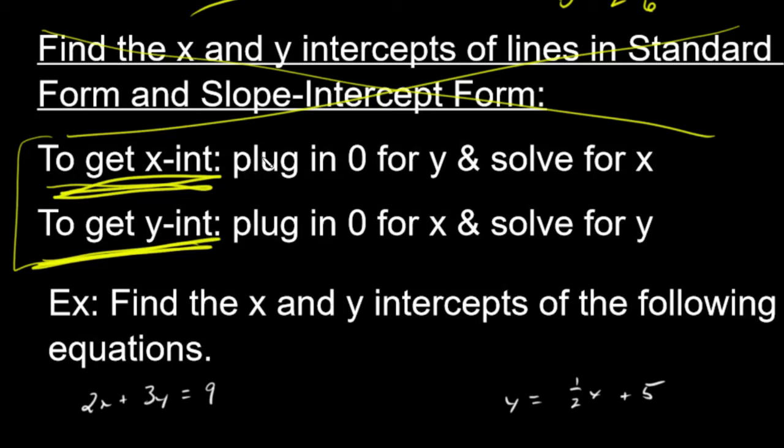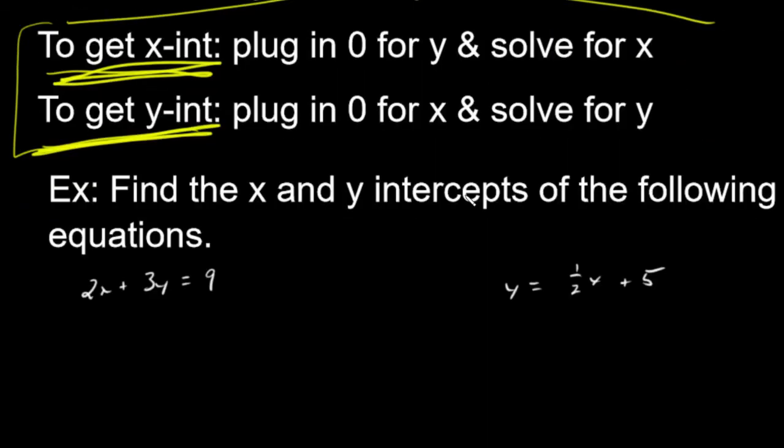So all you need to do to find the x-intercept in a linear equation is plug in 0 for y and solve for x. So to get the x-intercept, you plug in 0 for y. To get the y-intercept, you plug in 0 for x. Okay, so let's do that. So here, you've got your equation. I want to find the x-intercept. So to find the x-intercept, you plug in 0 for y and solve for x.